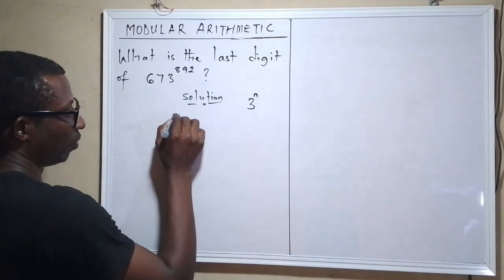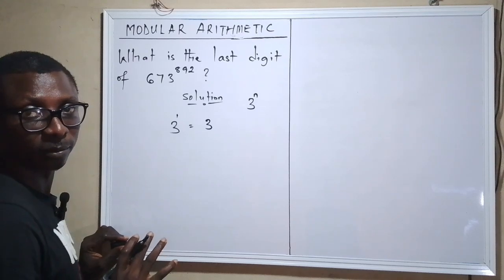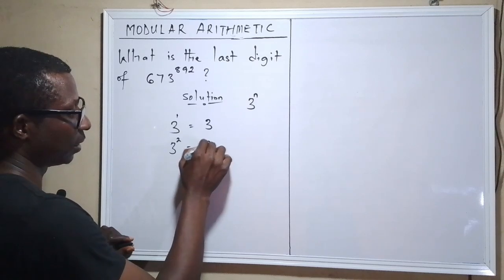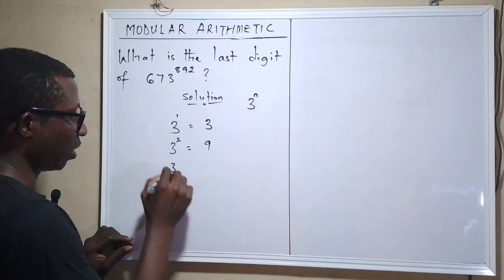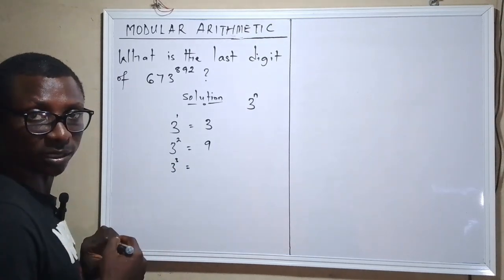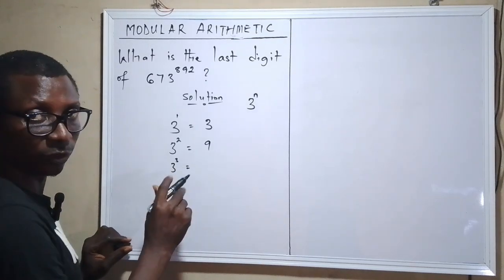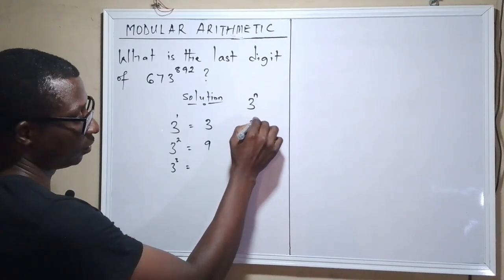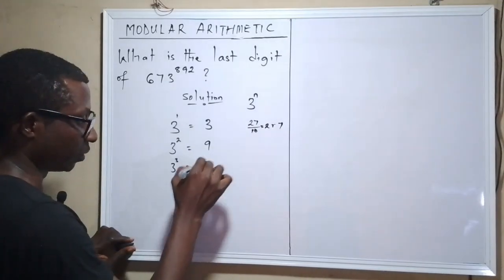Right, so we have 3 raised to the power of 1 in mod 10, which is still going to give you 3. Okay, 3 raised to the power of 2 in mod 10, that is 9. 9 in mod 10 is still 9. 3 raised to the power of 3 in mod 10 is going to give you 27, and 27 in mod 10 is going to give you 7, because we are only writing the remainder. So 27 divided by 10 is 2, remainder 7. So this is going to be 7.